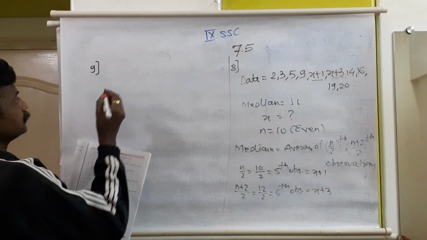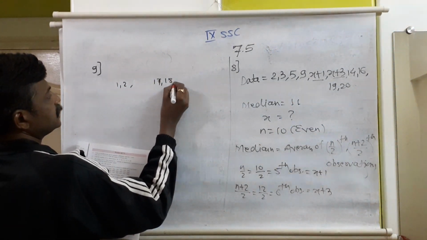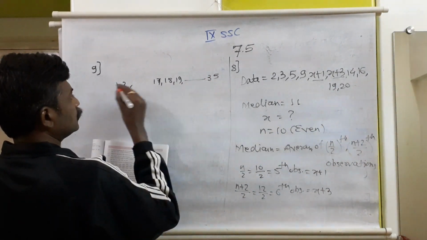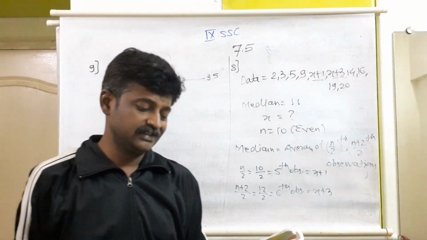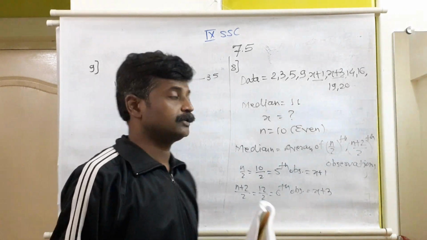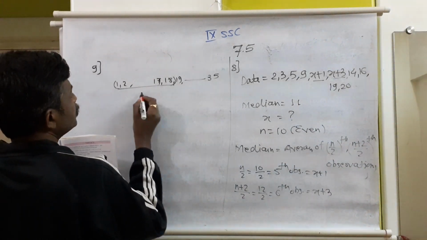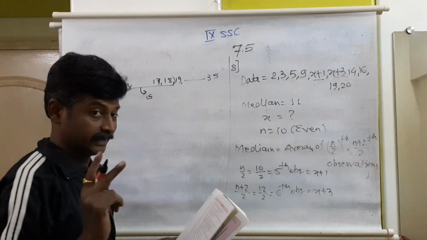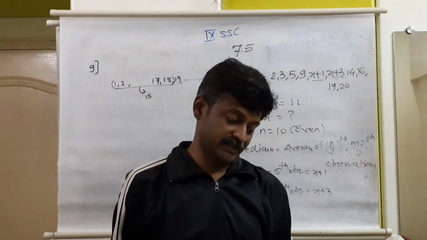The mean of 35 observations, total 1, 2, 17, 18th, 19th, and then the last one is 35. Total 1 to 35 observations are there. The mean of these 35 observations is 20, the first information. Second, out of which the mean of the first 18 observations. First 18 means from 1 to 18. This many observations, their mean is given as 15. Okay, second information. The third information is the mean of the last 18 observations.